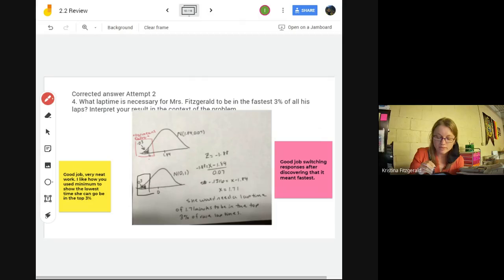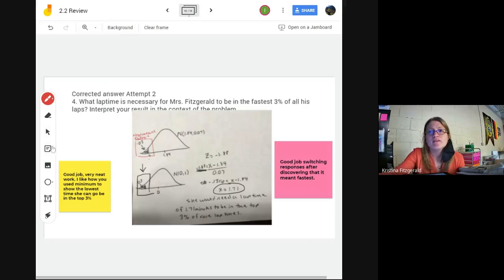If I go and look up on the table, find in the body of the table the closest number to 0.03, that's going to be a Z-score of negative 1.88. And then I just work backwards with my algebra to get this lap time. So a lap time of 1.71 is going to put me in the top 3%. And in terms of racing in a context, that sounds a little better than almost a 2-minute lap time. To be in the top 3%, you want to have quick times. So a time of 1.71 would be better.